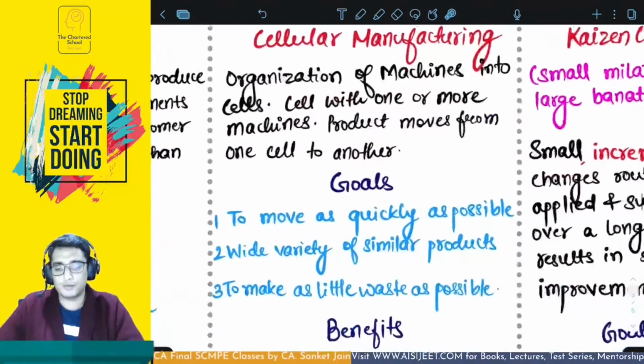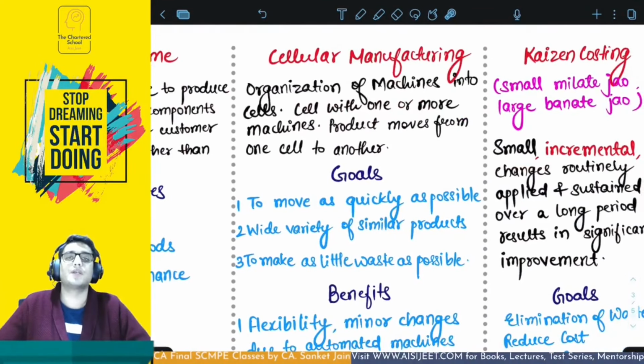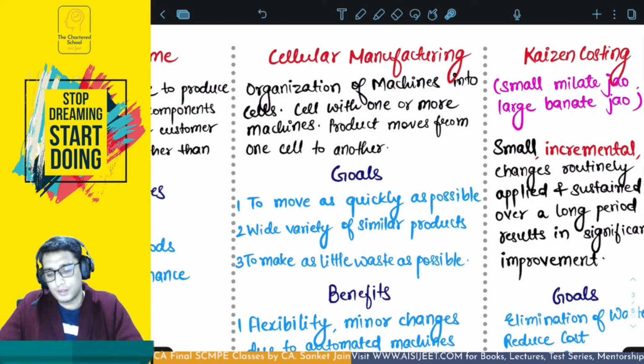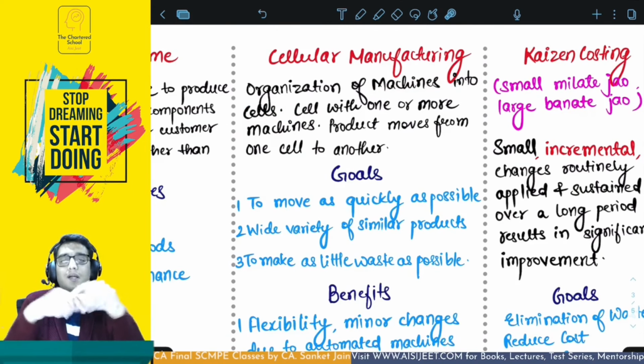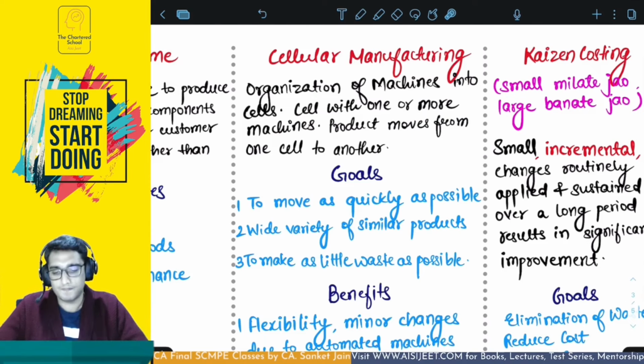Moving on to our next strategic operational measure, which is cellular manufacturing. Let's get started. As I've already explained, this is the organization of machines into cells. A cell can have one or more machines, and the product will move from one machine to another inside a single cell, and then from one cell to another cell if the movement has to happen for processing of a production.